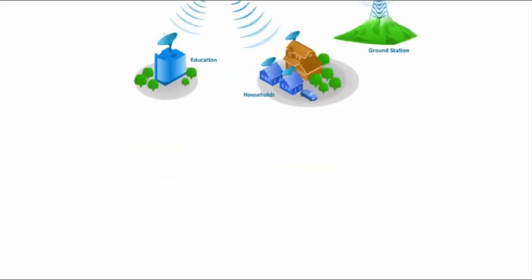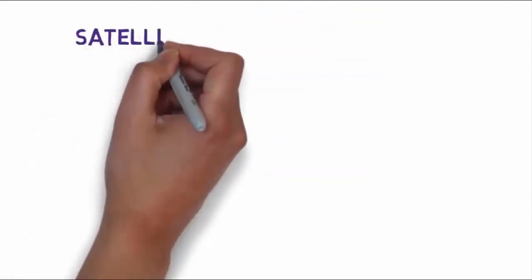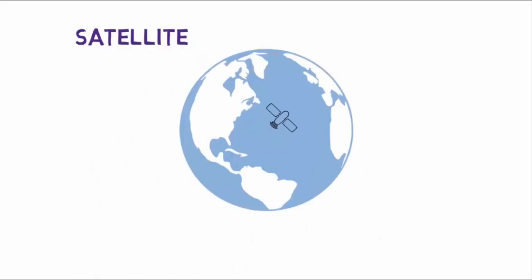So let's start. At first, we will see what is a satellite. A satellite is any physical object which revolves around the Earth in a known orbit at a known height. The path followed by this object is called its orbit. And a communication satellite is an orbiting artificial satellite that receives a communication signal from a transmitting ground station.